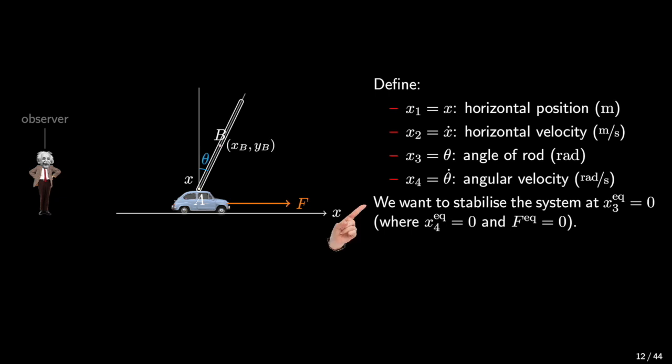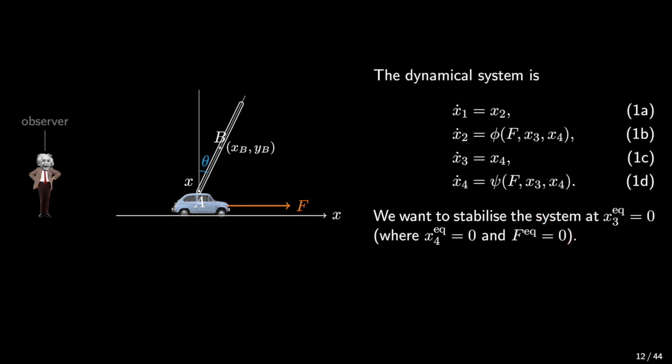The objective is to stabilize the system at x3 equilibrium equals 0. This is the upright position. At equilibrium, the angular velocity will be 0, and the force acting on the car has to be 0 as well. The system dynamics is described by 4 equations, one for each state. x1 dot is x2, x2 dot is a function phi of f, x3 and x4, more on this later, x3 dot is x4, and x4 dot is another function psi of f, x3 and x4.